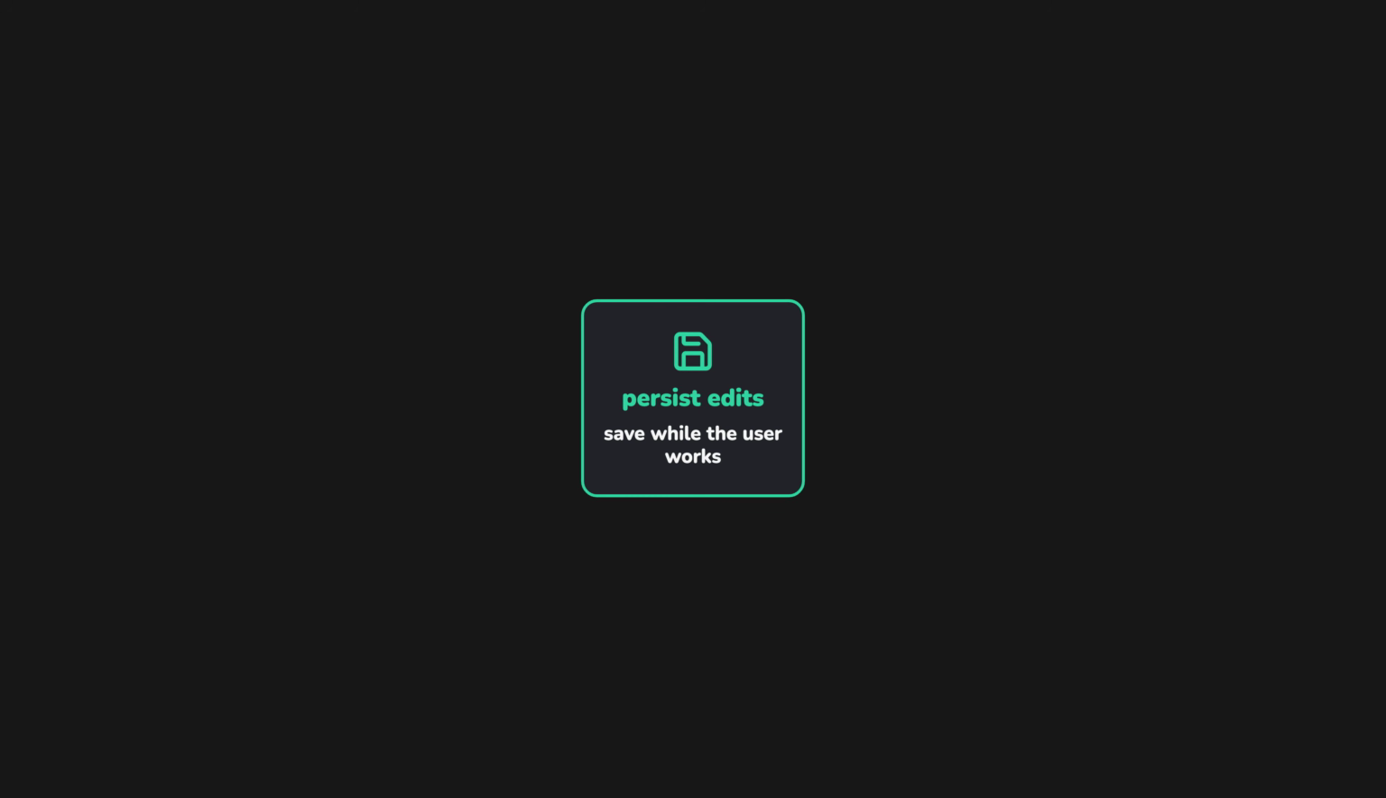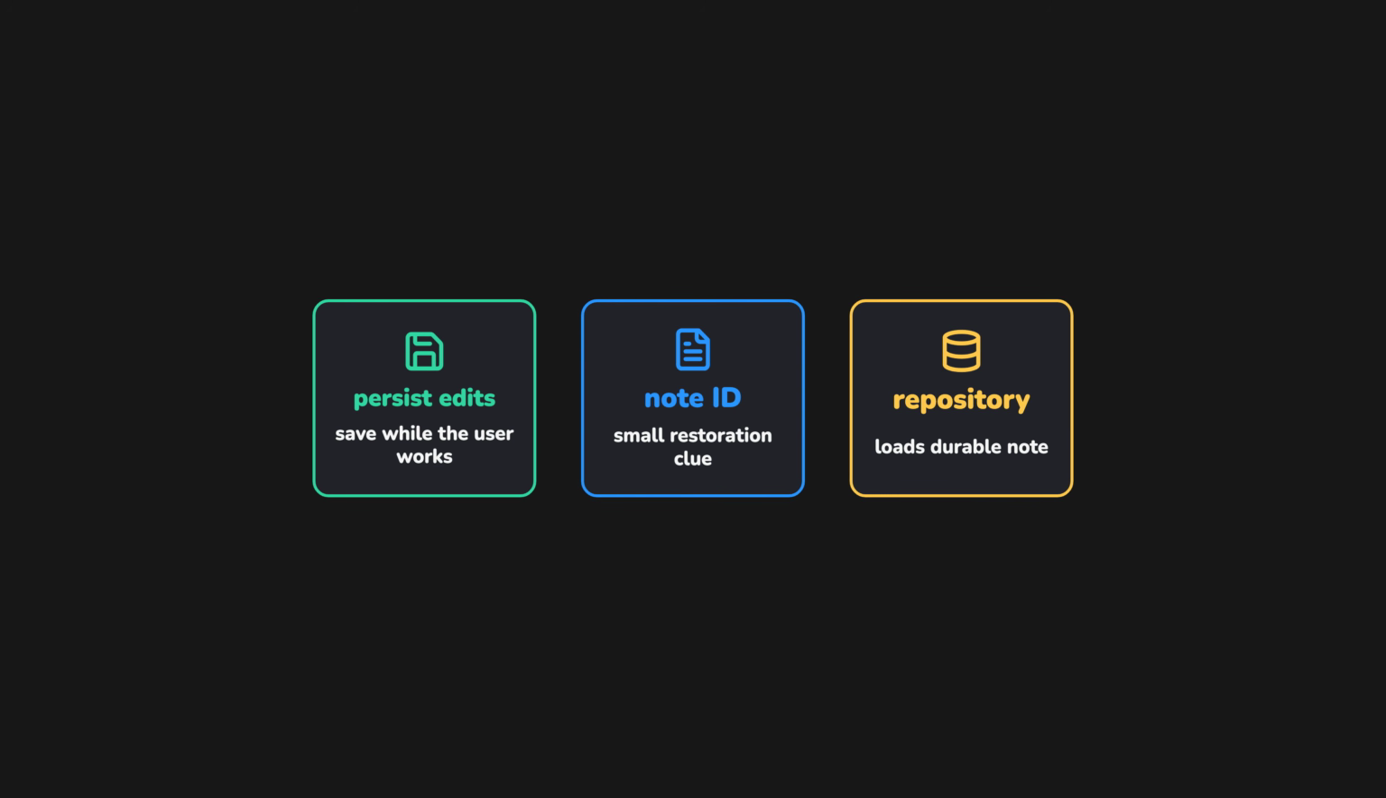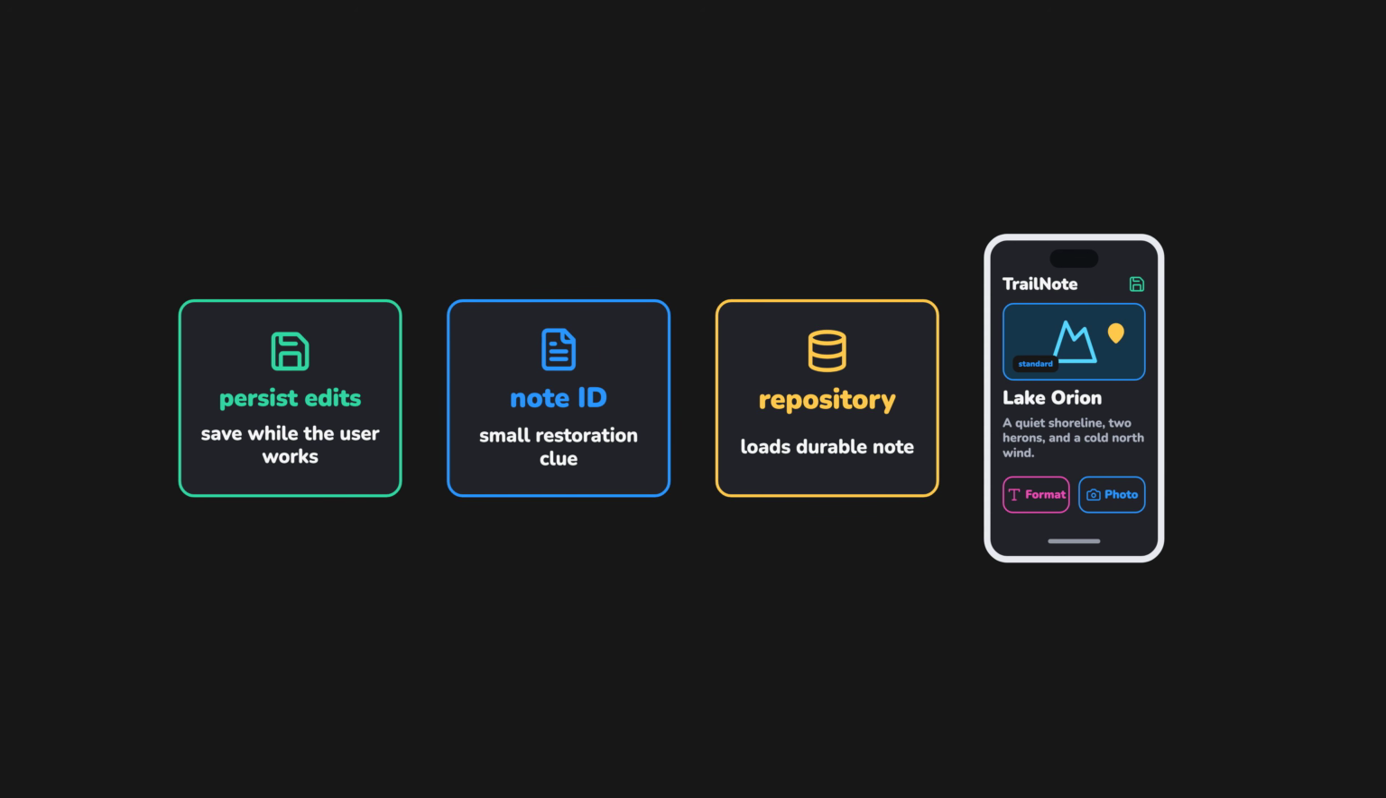The app can therefore save edits as they change, persist the photo attachment, and keep only the node identifier as a restoration clue. After a new launch, the scene restores that identifier, the model loads the node from the repository, and SwiftUI renders a fresh editor. New objects recreate a continuous experience.